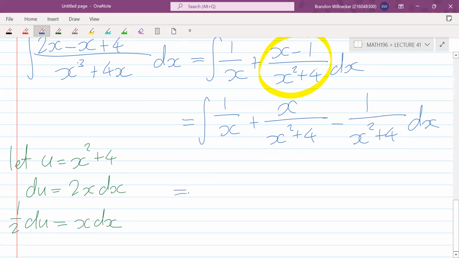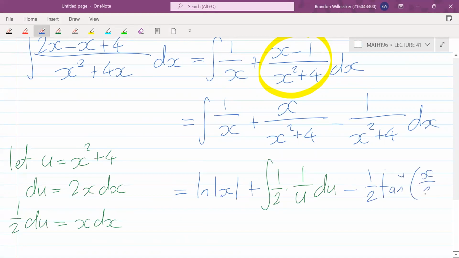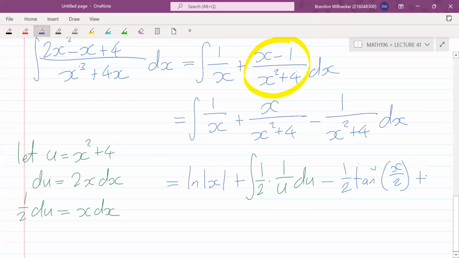So this becomes the integral of 1 over x, which is the natural log of x. This next term becomes the integral of 1/2 times 1 over u du after doing the u substitution. And then this last one here, that's minus. This is our arctan form. Remember 1 over x squared plus a squared, that's where we use arctan. So in that case, it's going to be 1/2 arctan x over 2. Okay, because we could have written that 4 as 2 squared. So that's where we get the 2 from.